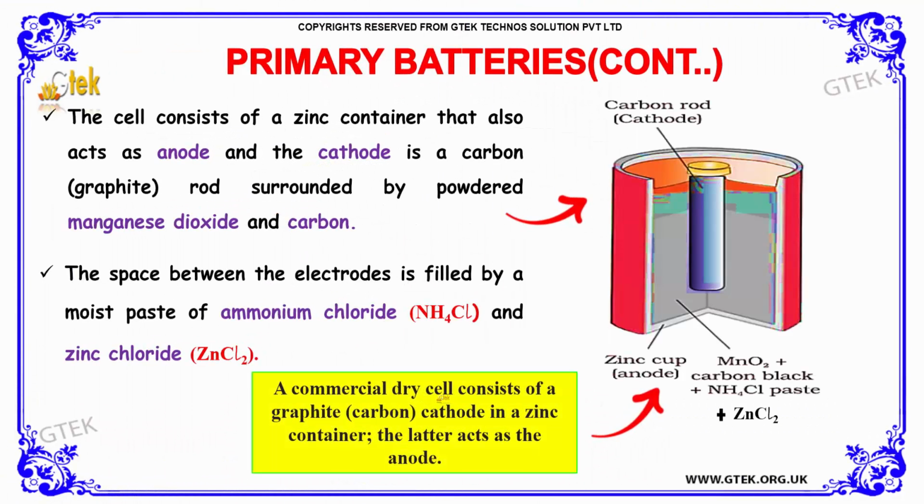The cell consists of a zinc container that also acts as an anode, and the cathode is a carbon graphite rod surrounded by powdered manganese dioxide and carbon, which you can see over here. So the space between the electrodes is filled by a moist paste of ammonium chloride and zinc chloride.